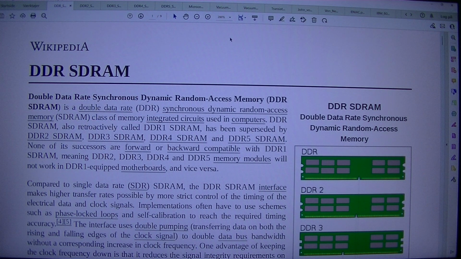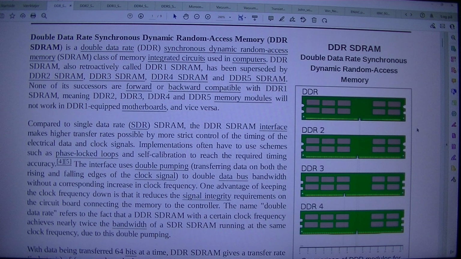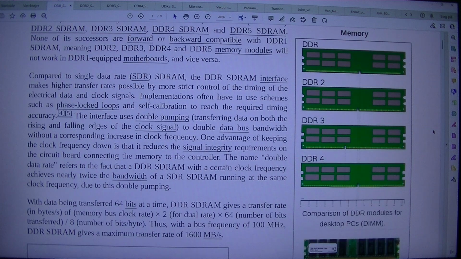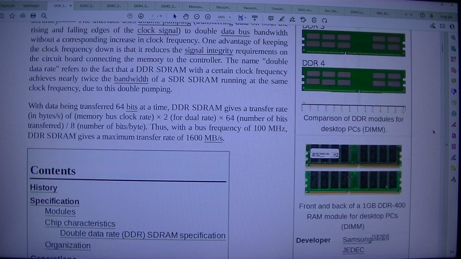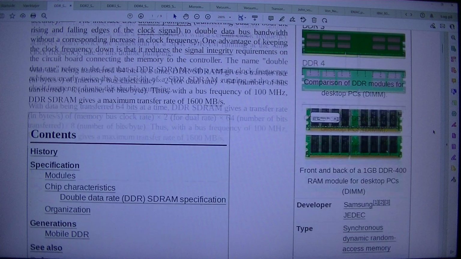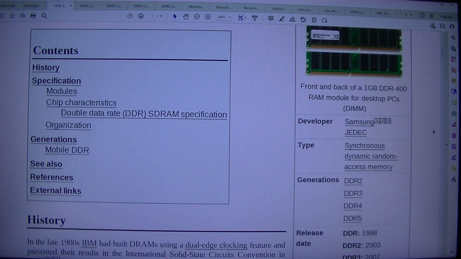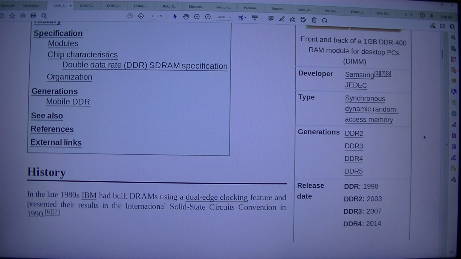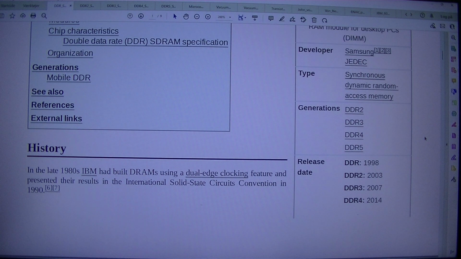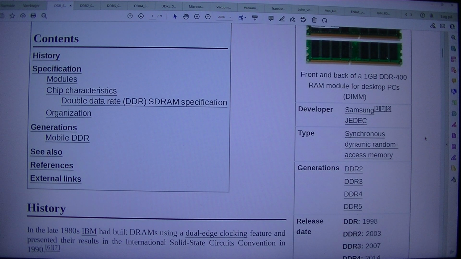DDR SDRAM, double data rate synchronous dynamic random access memory. Comparison of DDR modules for desktop PCs. Front and back of a 1 GB DDR400 RAM module for desktop PCs. Developer: Samsung. Type: synchronous dynamic random access memory. Generations: DDR, DDR2, DDR3, DDR4, DDR5. Release dates: DDR 1998, DDR2 2003, DDR3 2007, DDR4 2014.